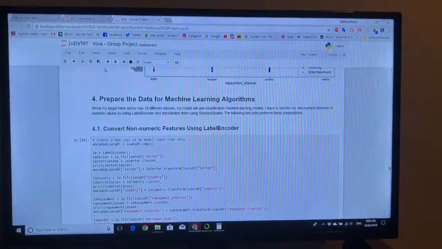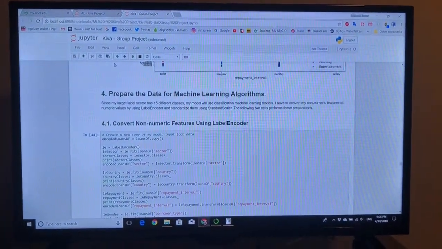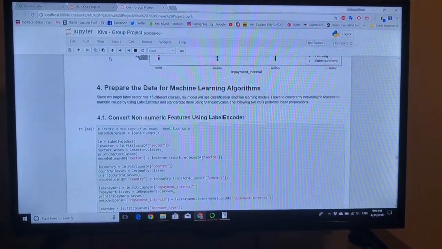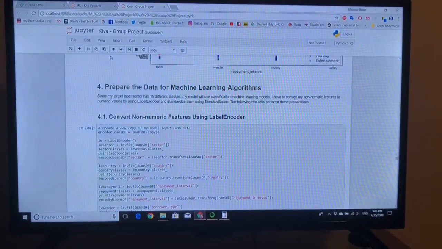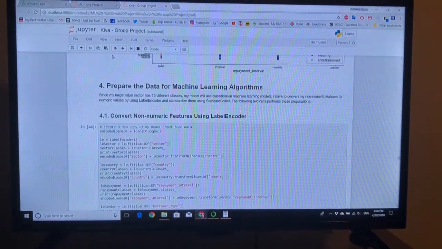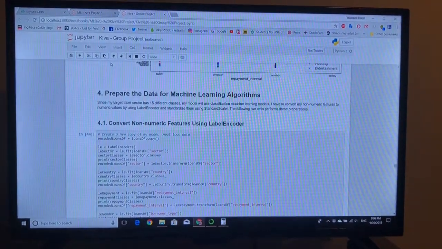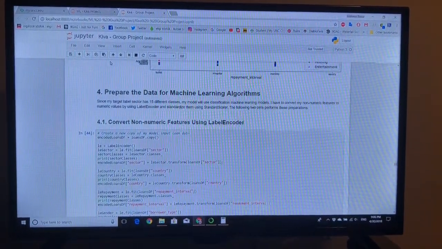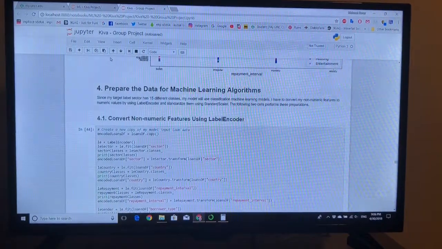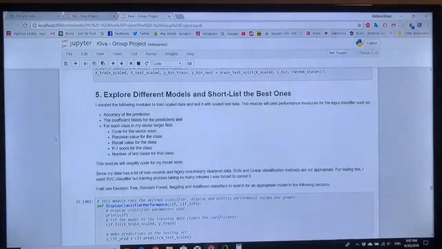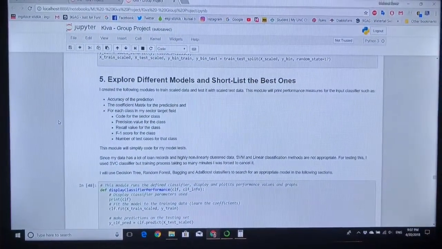In chapter 4, I prepared the data for machine learning algorithms. Since my target label, sector, has 15 different classes, my model will use classification machine learning models. I have to convert my non-numeric features to numeric values by using label encoder and standardize them using standard scaler. In chapter 5, I will explore different models and shortlist the best.